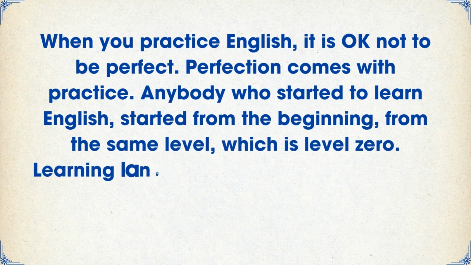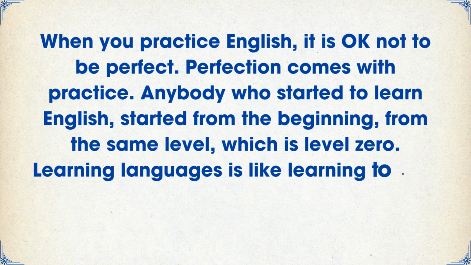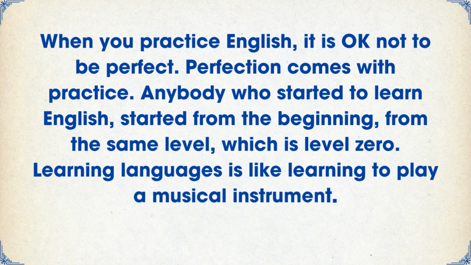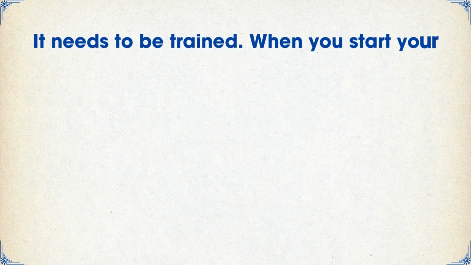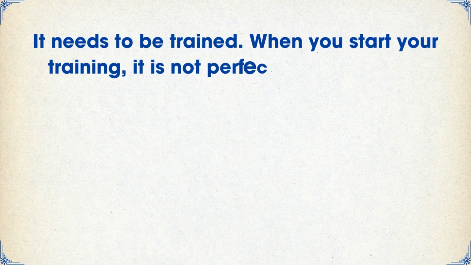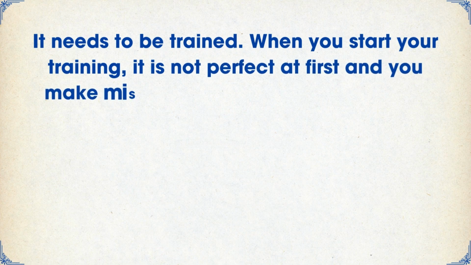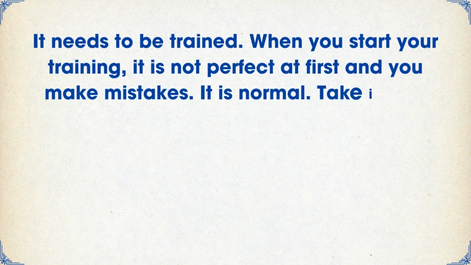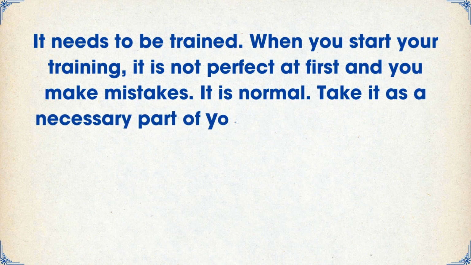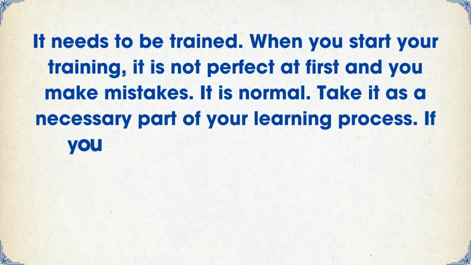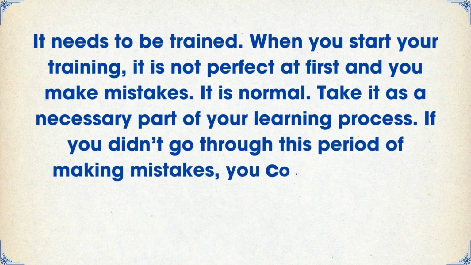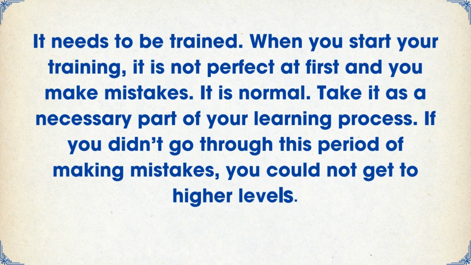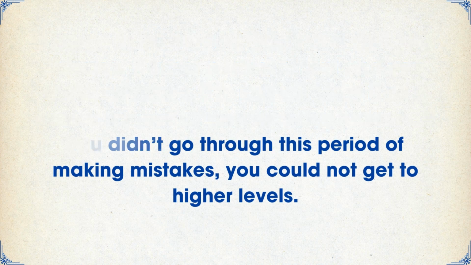Anybody who started to learn English started from the beginning, from the same level, which is level 0. Learning languages is like learning to play a musical instrument. It needs to be trained. When you start your training, it is not perfect at first, and you make mistakes. It is normal. Take it as a necessary part of your learning process. If you didn't go through this period of making mistakes, you could not get to higher levels.